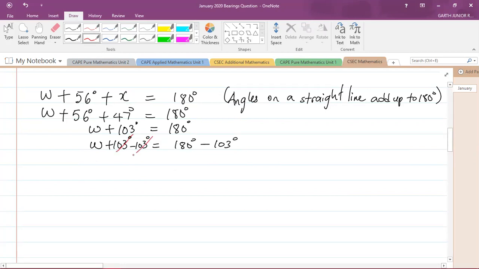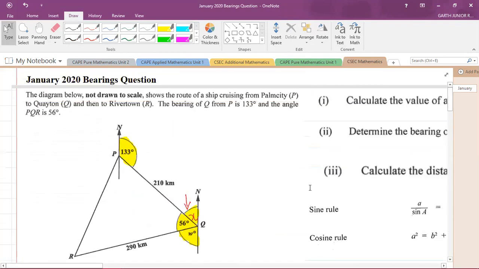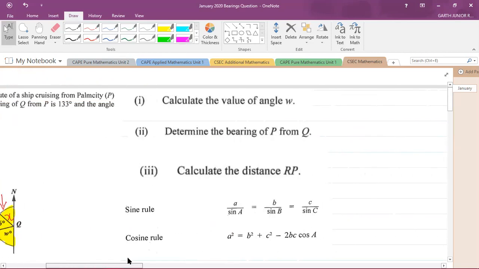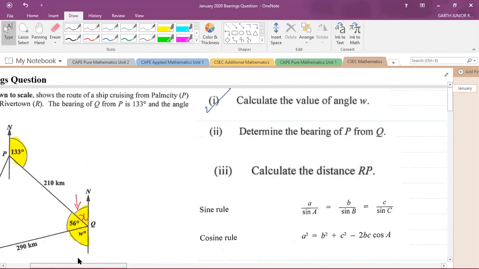And what happens is that those two will cancel out, which will give me W equal to 180 degrees minus 103 degrees. That is 77 degrees. So we have now completed the first part of the question. It says to calculate the value of the angle W, which is 77 degrees. Great. Let's move to part 2, which says determine the bearing of P from Q.